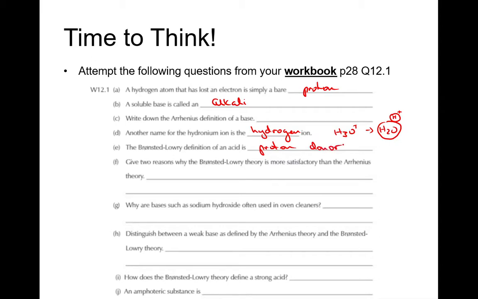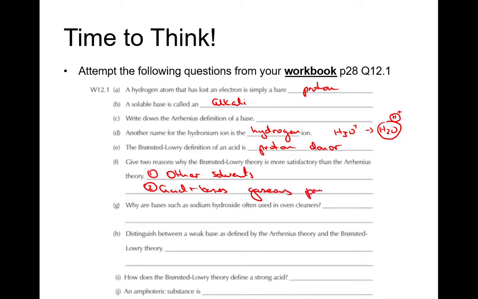Give two reasons why Bronsted-Lowry theory is more satisfactory. Now, we talked about this yesterday. Number one, Bronsted-Lowry allows other solvents to be classified as producing acidic and basic effects when things are poured into them. And secondly, it does away with the fact, as Arrhenius said, that they had to be acids in water and they had to be bases in water. That's not the case. We now know, thanks to Bronsted-Lowry, that you can have acids and bases in gaseous form.